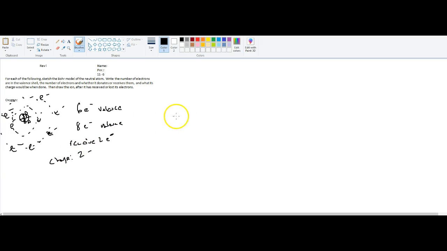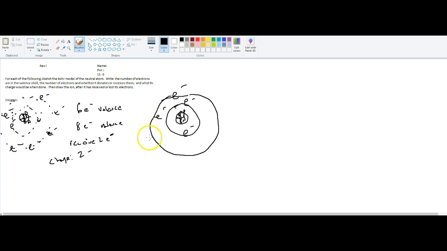Then I want you to draw it once the ion's fully in there. So that's still 8 protons, 8 neutrons. There's still 2 electrons in the first shell. But now I've gained 2 electrons, so the shell is going to be full. 1, 2, 3, 4, 5, 6, 7, 8. That's what I want you to do.